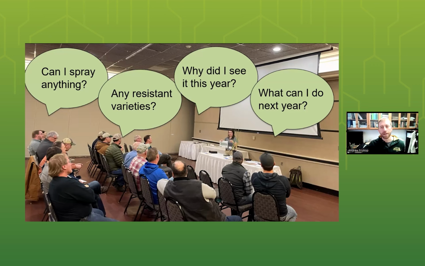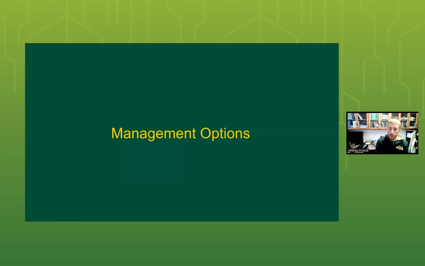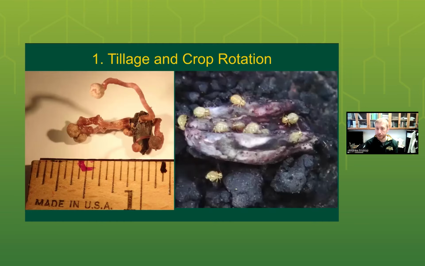Can I spray anything? What about variety resistance? Why did I see it this year, but I haven't seen it in 5 years? What can I do for next year? And this is really what I call the foundation of that nice blend of taking those grower questions, crop consultant questions, and taking them to the research avenue. So this is what leads them to probably the most important thing, which is management options.